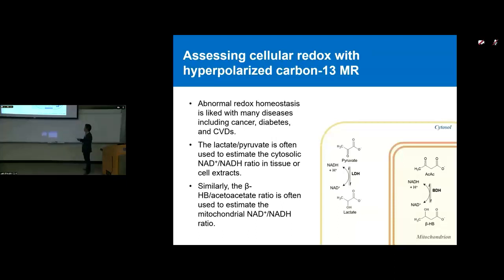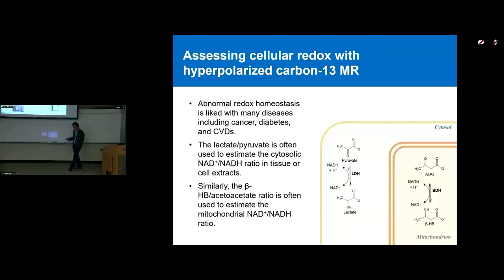instead of measuring this, we wanted to see if we can actually detect the changes in real time. So we use carbon-13 labeled acetoacetate, and we hyperpolarize it. You can probably see the diagram here, where you inject the acetoacetate into the cell and the mitochondrion, and it gets reduced to beta-hydroxybutyrate by the enzyme beta-hydroxybutyrate dehydrogenase. If we have a lot of NADH accumulation in the mitochondria, you would expect to see a high production of beta-hydroxybutyrate.